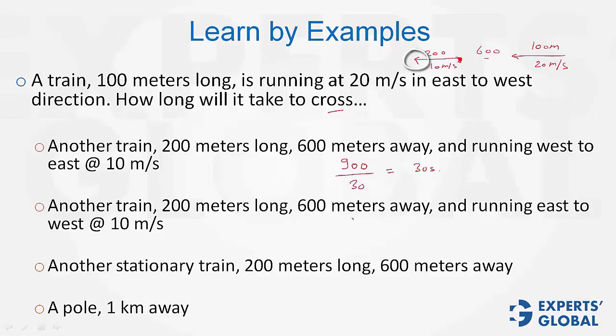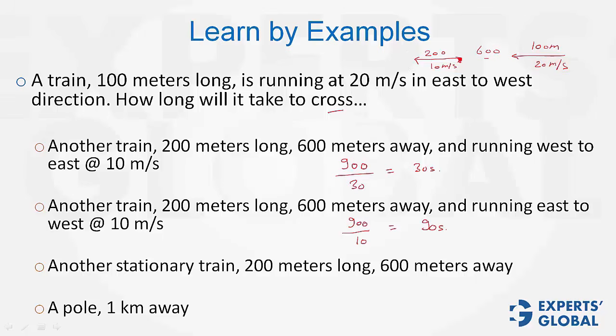The distance to be covered is still 900, but the relative speed is the difference of the two speeds. This train will overtake this train at 20 minus 10 equals 10 meters per second. The time taken would be longer. It would be 900 divided by 10 equals 90 seconds.